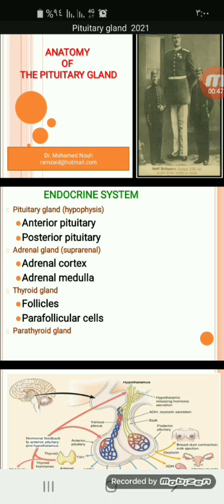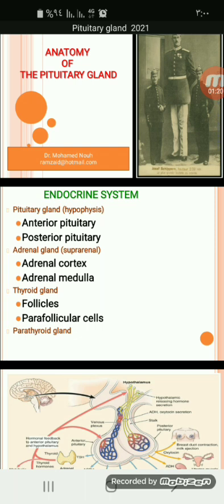The endocrine system includes the pituitary gland or hypophysis cerebri. It has two lobes, anterior lobe and posterior lobe, or anterior pituitary and posterior pituitary. The adrenal gland is also called the suprarenal gland. It has two parts, adrenal cortex and adrenal medulla, which of course have different embryological origins and different functions.